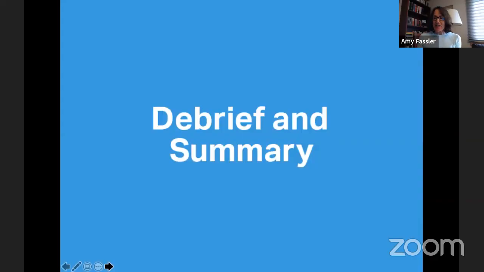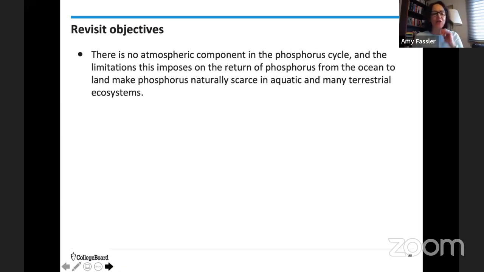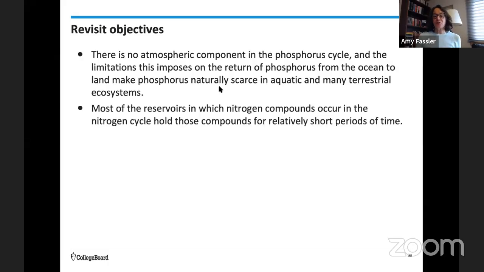Let's take a minute to look back and summarize what we did today and see if we met our objectives. This was the big takeaway from the phosphorus cycle. Go back and get the big conceptual idea of the geologic processes involved in the phosphorus cycle. But our big takeaway is that there's no atmospheric component, and the limitations this imposes make phosphorus a limiting factor in many ecosystems. Most of the reservoirs of the nitrogen cycle hold those nitrogen compounds for a relatively short period of time.